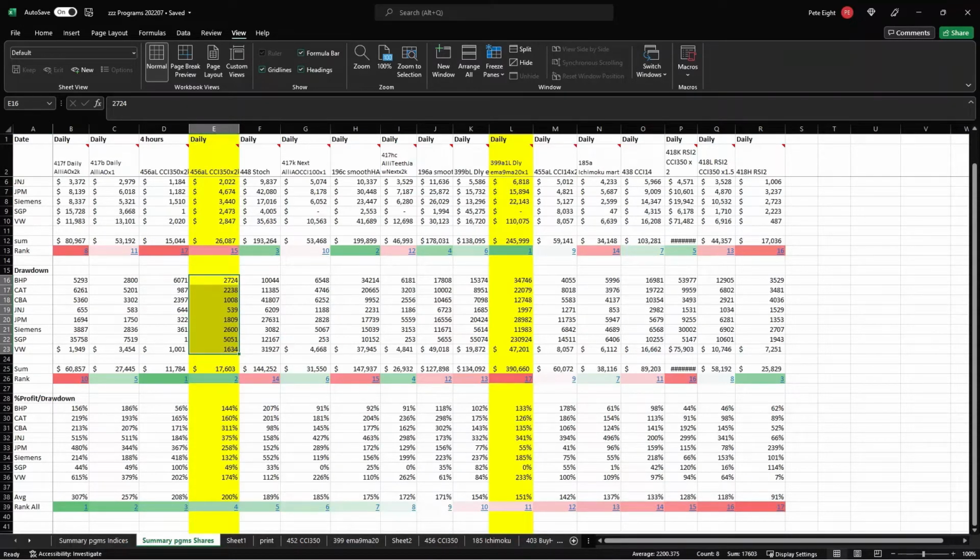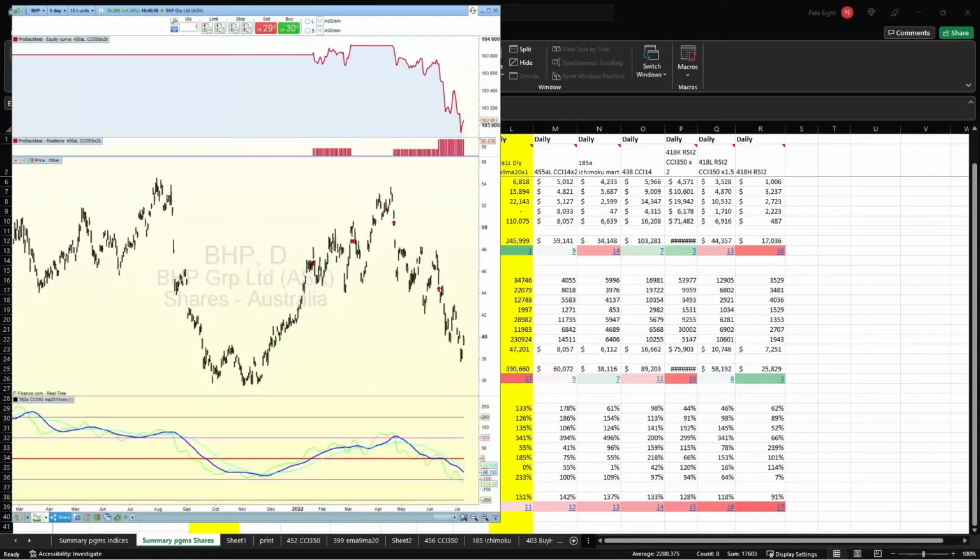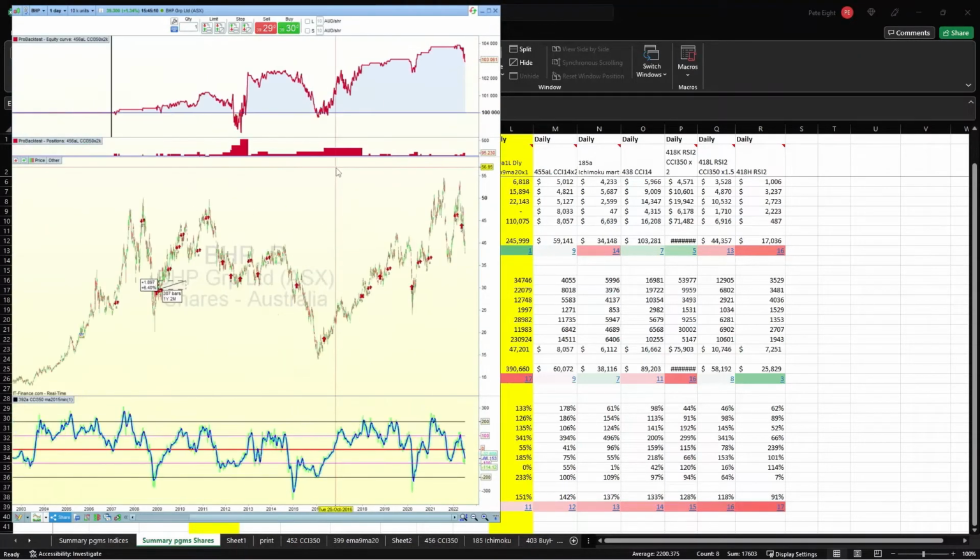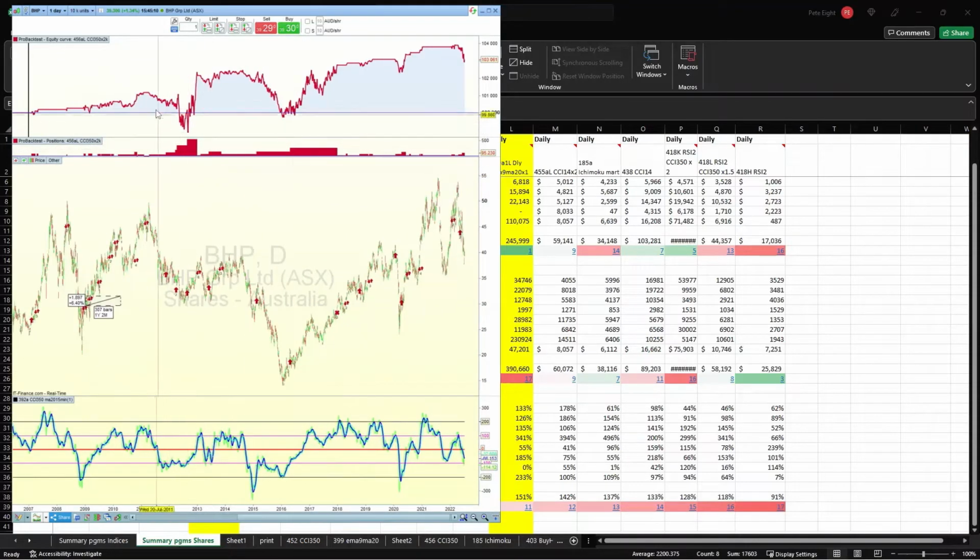And again, just understand what the drawdown means. If you look at the history back here, this is BHP. The highest point of profitability down to the lowest point is the drawdown. So that happens once only during that whole cycle. So that's the most you would have drawn down on your accounts had you traded that since 2007.